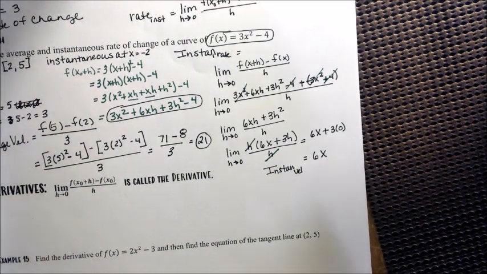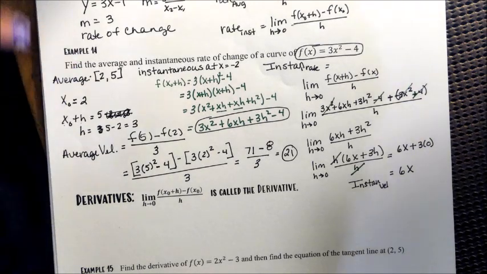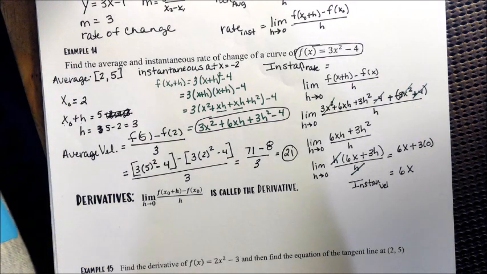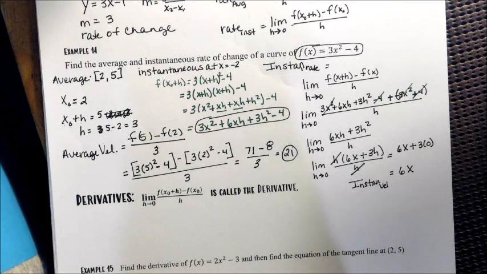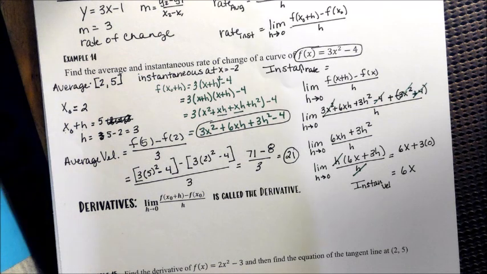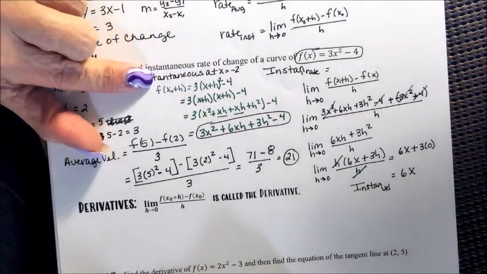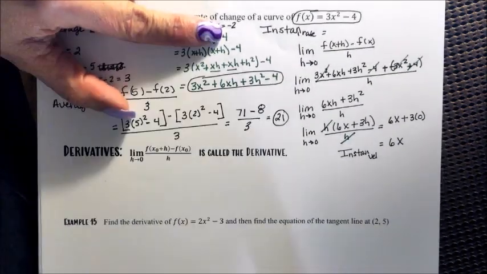Let's see if that works. What is 6 times, where am I at? Where am I going? Well, you got the instantaneous rate. So we have to do it at negative 2. Why did I? Oh, that's what I was doing. At negative 2, instantaneous rate at x equals negative 2. I knew there was something.